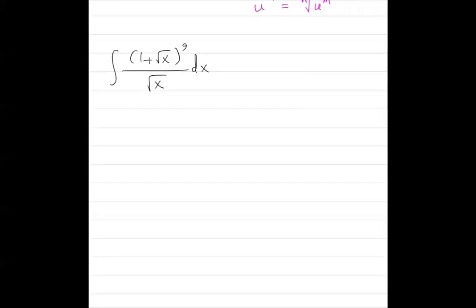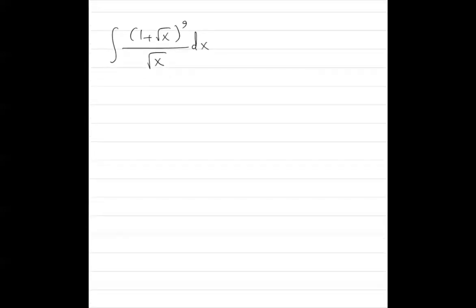Now suppose you have the integral of (1 plus square root of x) raised to power 9, divided by square root of x, and you're going to take the integral with respect to x. So let us apply the method of substitution.